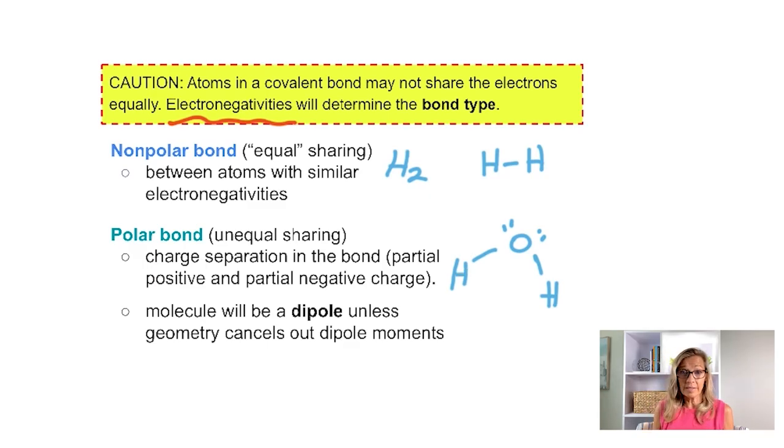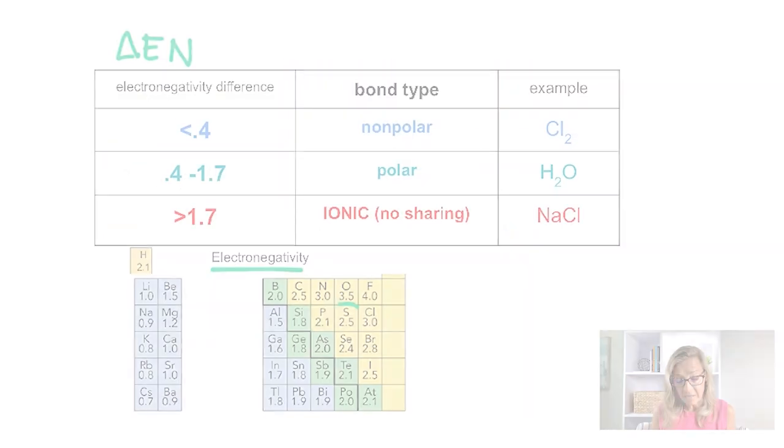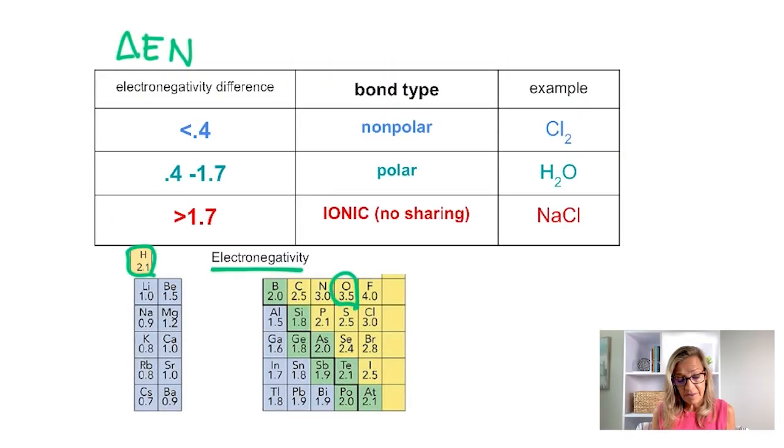They are not going to share equally because oxygen is way more electronegative. So oxygen is a 3.5, hydrogen is a 2.1. The difference there is 1.4. And so that difference would put us in that polar category.